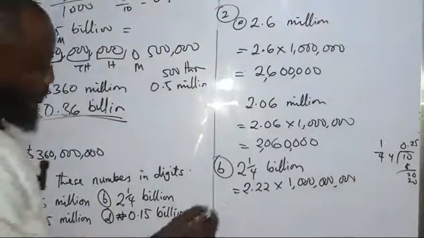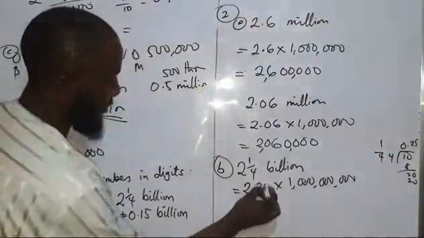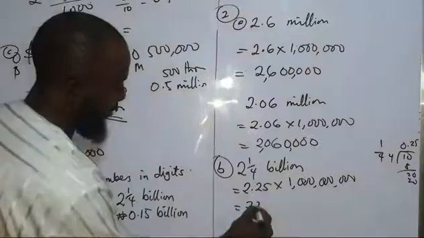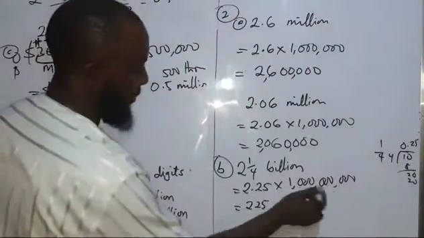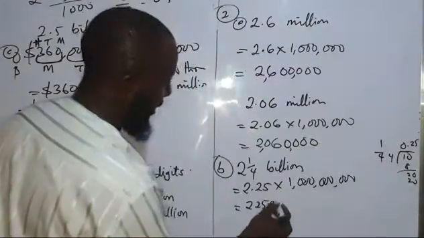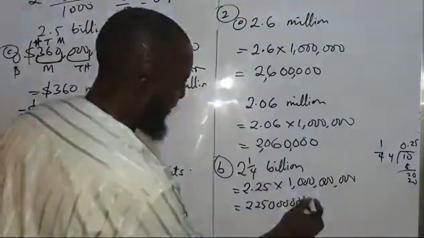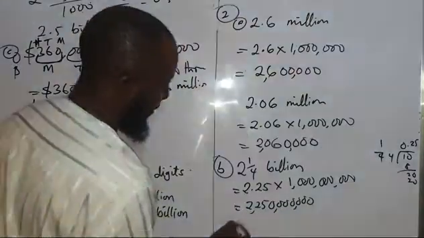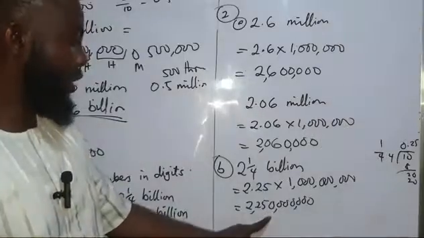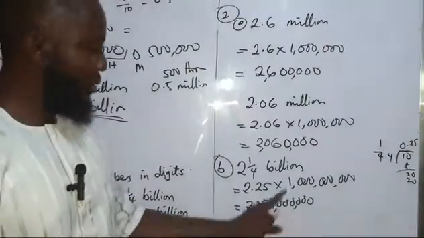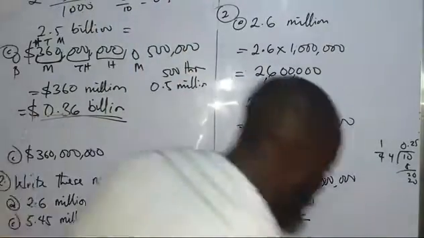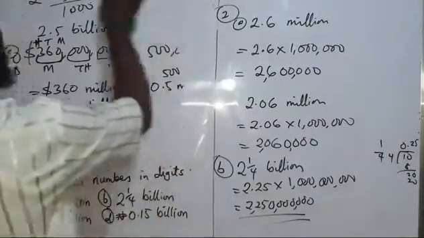Is that clear? So how many digits do we have after the decimal point? We have 2. So we ignore the decimal point, 225. Then how many zeros will be left? We remove 2, leaving 1, 2, 3, 4, 5, 6, 7. You can see that is 2,250,000,000. I hope this is very clear. Good. You can play back the video to understand it better.